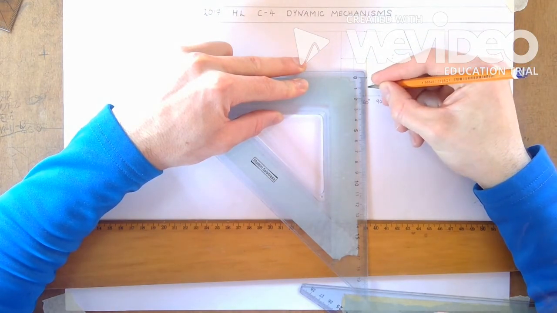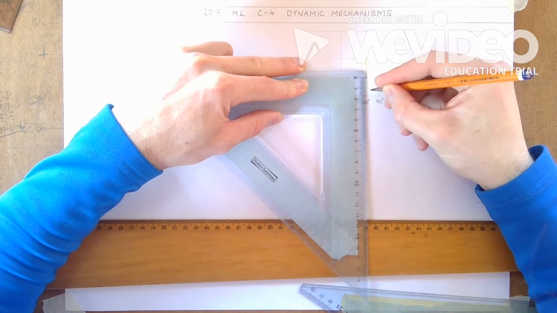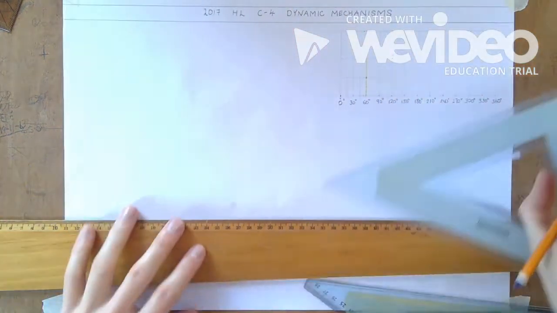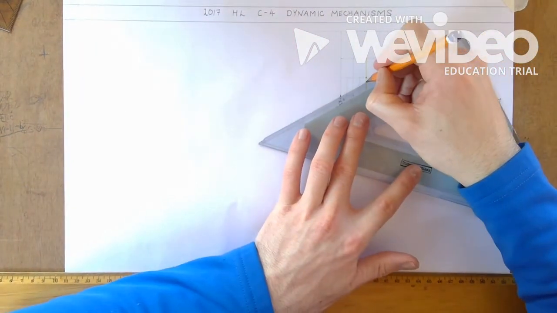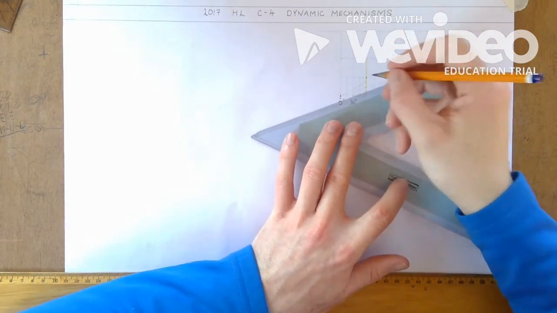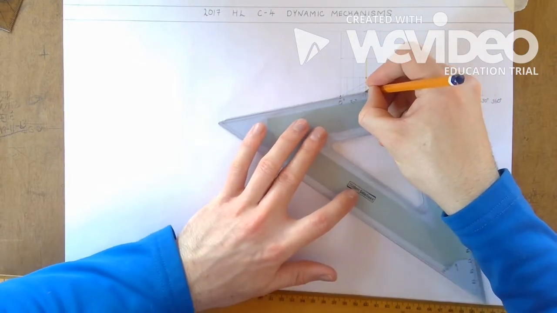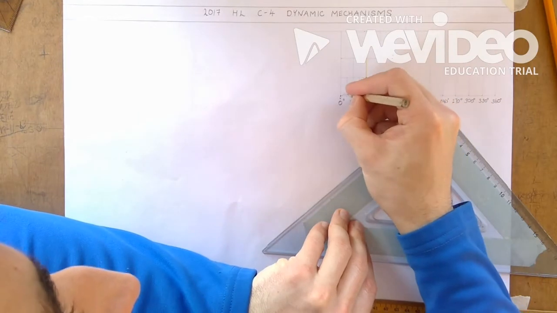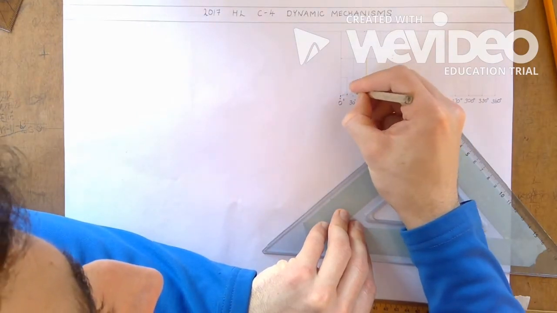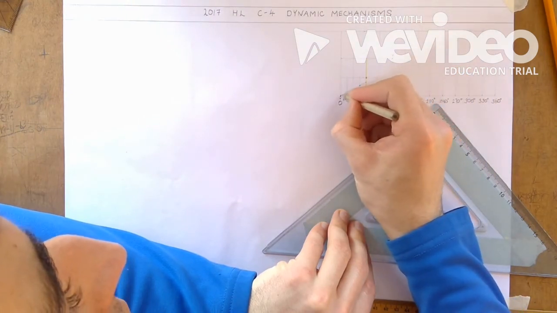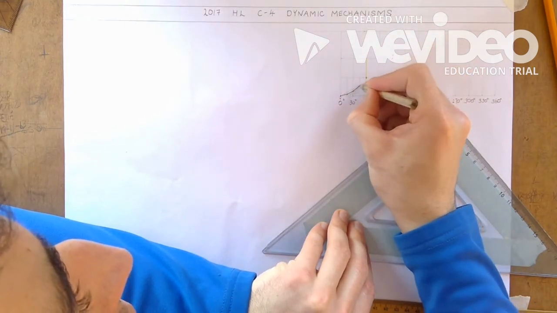We have 4.5, 9, 13.5, and the top one. So if you join them up to your vertex, again it's like drawing an upside down, an inverted parabola. So you have 1 point there, 1 point there, and 1 point there. Okay, so then you can join them up then with a smooth curve.